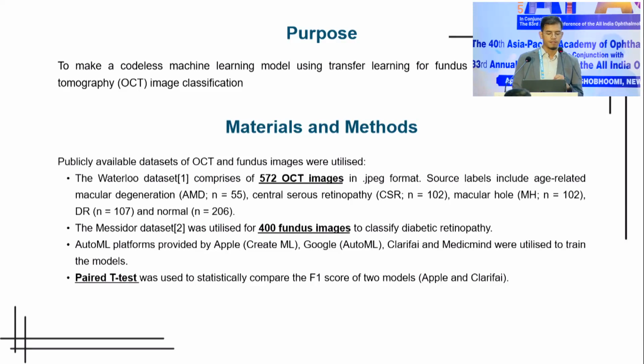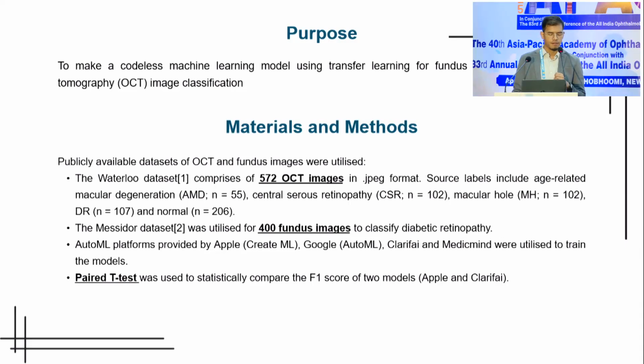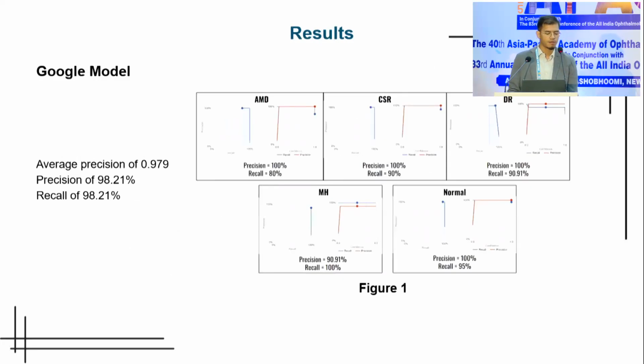We used 572 OCT images with source labels of age-related macular degeneration, central serous retinopathy, macular hole, diabetic retinopathy, and normal scans. We also used 400 fundus images to classify diabetic retinopathy. We used machine learning platforms provided by Apple, Google, Clarify, and MedicMind. And we used a paired t-test to statistically compare between the models. Coming to the results, the Google models showed an average accuracy of 0.97 with a precision and recall of 98.21%. You can see the precision recall curves in the figure.